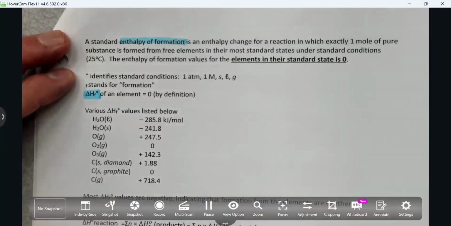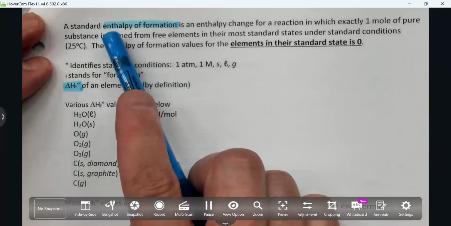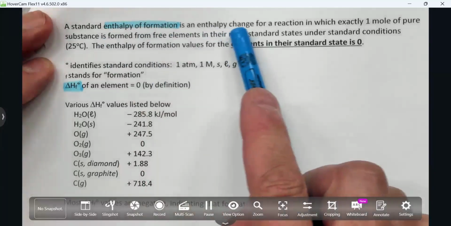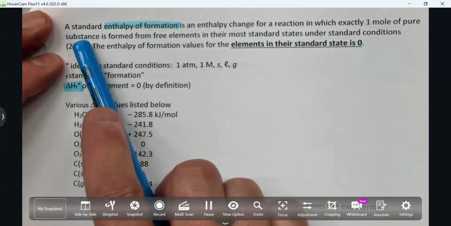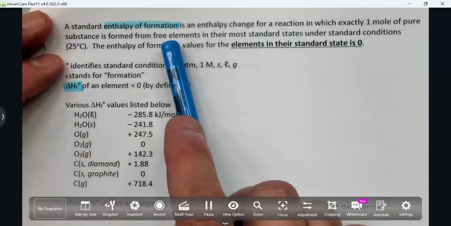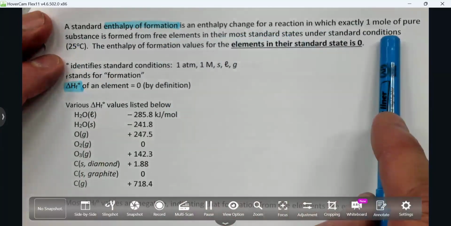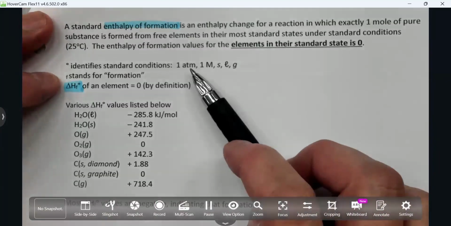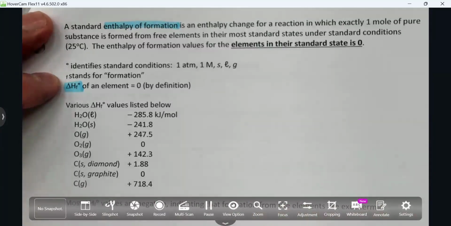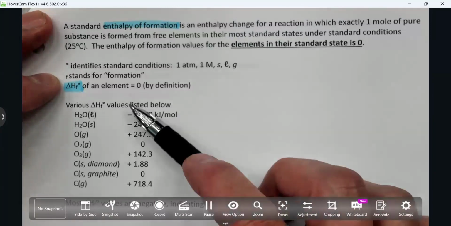So the standard enthalpy of formation is the enthalpy change for a reaction in which exactly 1 mole of pure substance is formed from free elements in their most standard states under standard conditions, which is close to room temperature, 25 degrees Celsius, and 1 atmosphere of pressure, which is kind of normal pressure. 1 molarity solutions, if we're talking about solutions.